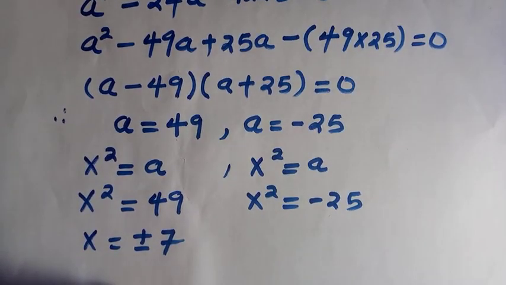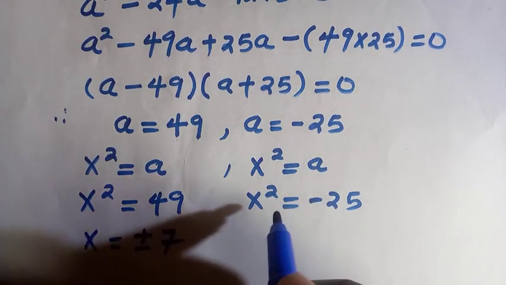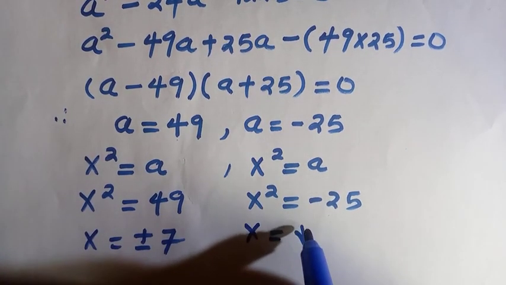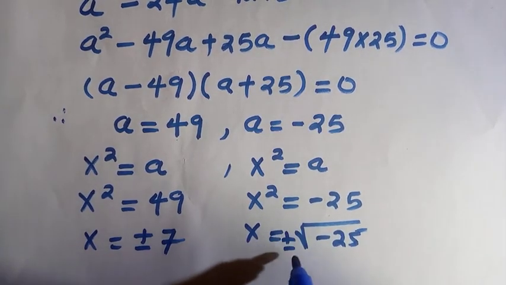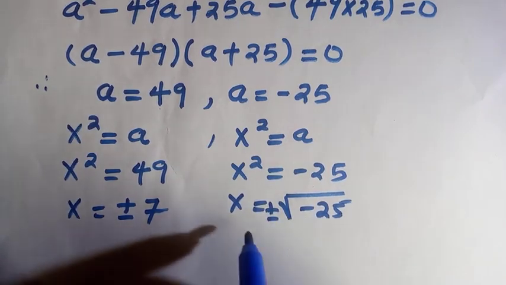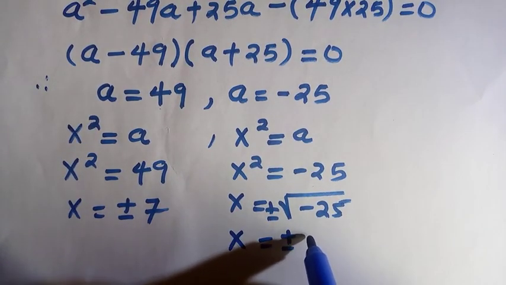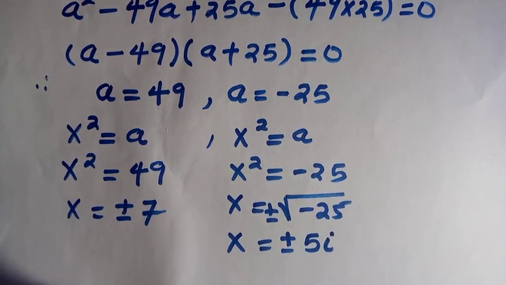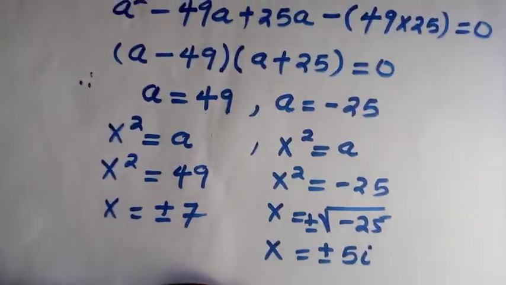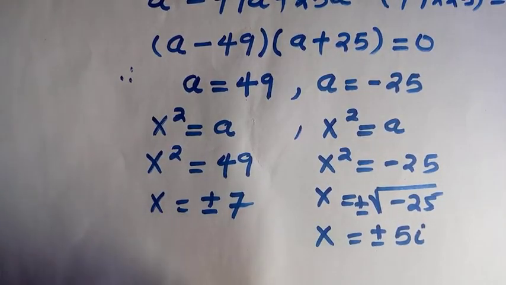But here we have a little problem, which is this negative. If you take the square root of a negative value, we are going to get a complex root, and that complex root is i. So the entire thing becomes plus or minus 5i. So we have gotten the two values of x, which means one is real and this is the complex.